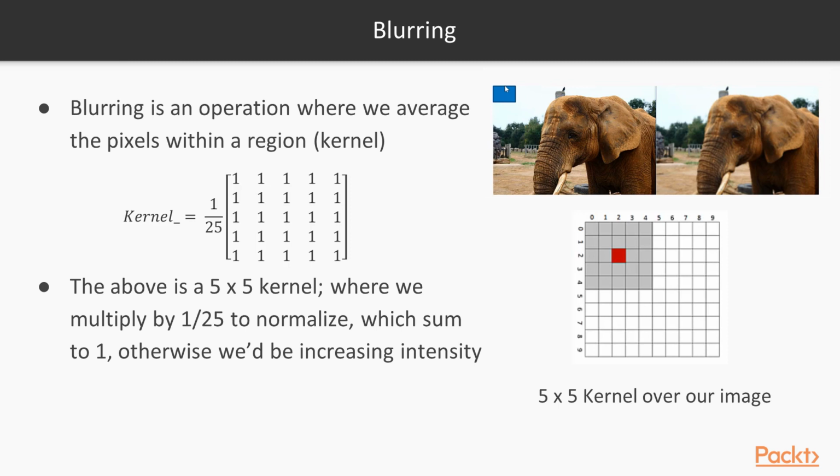So by running this convolution over all the pixels of the image, like imagine we're sliding this across the image, we're effectively blurring the image. And that's how we end up with this blurred image.